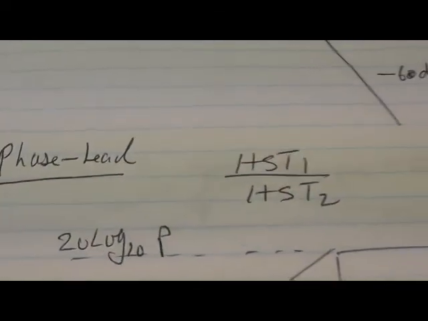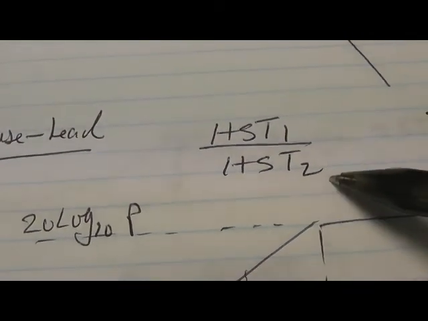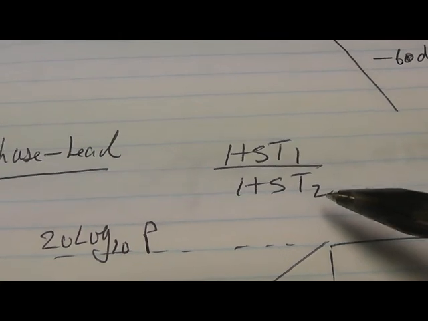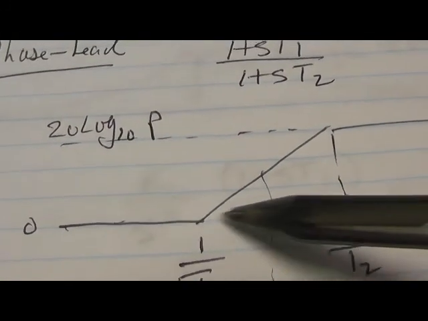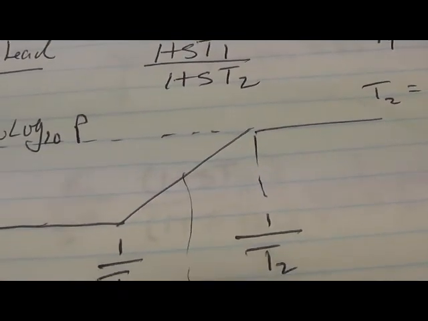So we use this phase lead or phase advance compensator, 1 plus ST1 over 1 plus ST2, where T1 is greater than T2. And it looks like this. It's got a bode-plot, goes up at 20 dB per decade and flat. And we define T1 over T2 as the span ratio. That's also the ratio of this frequency to that frequency.